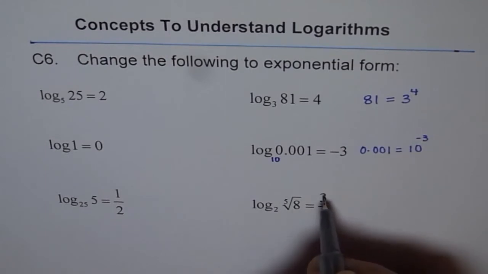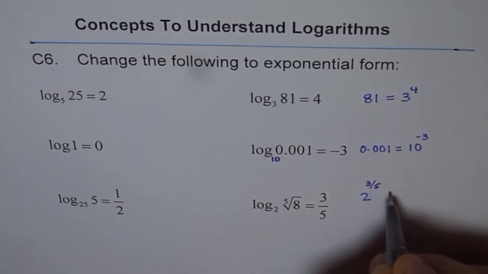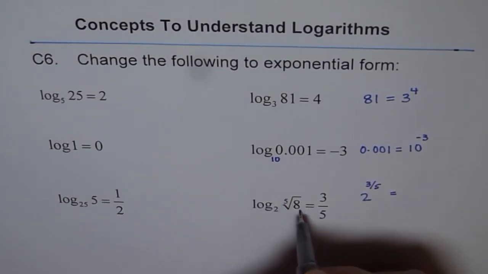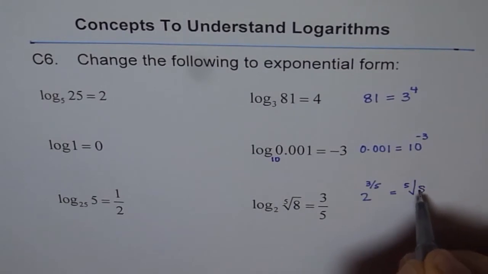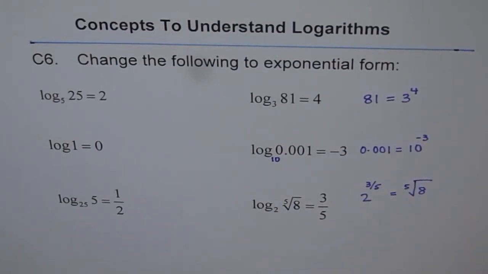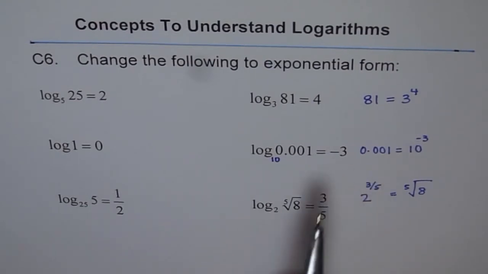So 2 to the power of 3 over 5 is equal to this, which is the 5th root of 8, correct? You know 8 is 2 cubed, and you get the same result, correct? So this is like this, right? So simple as that. Converting from one form to the other is that simple.